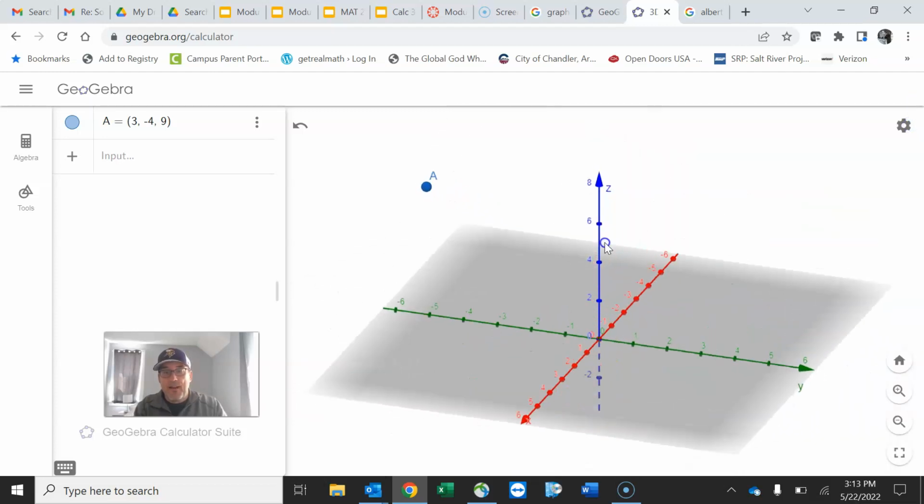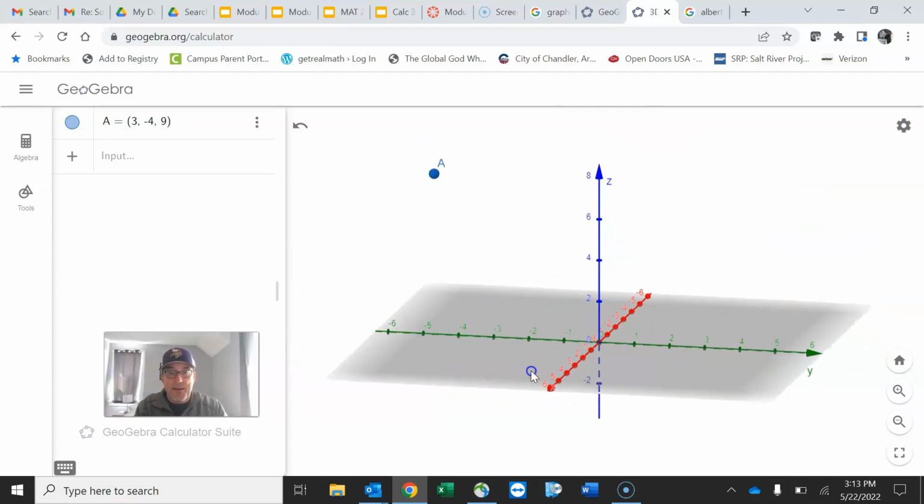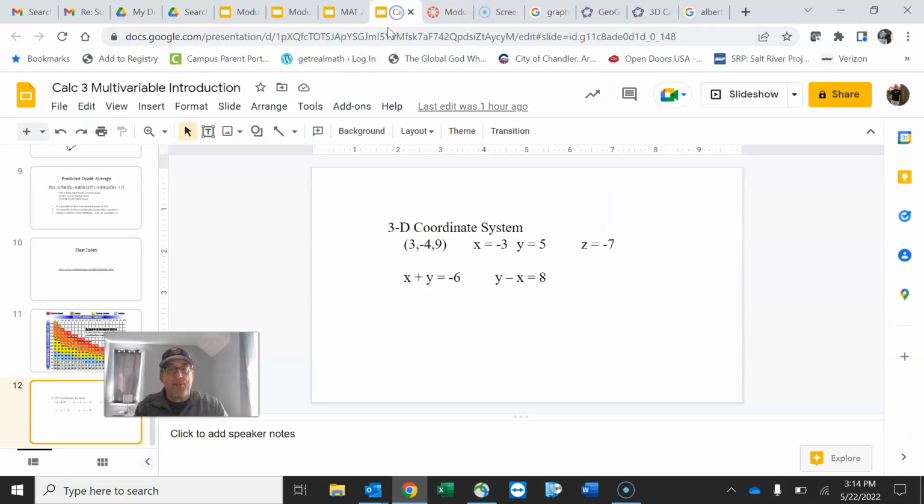There we go. Now, the traditional version of this is positive x-axis coming out at you, positive y-axis to the right, positive z-axis up. So here it is, (3, -4, 9) gives us that point. All right, cool. What else can we do with this thing?